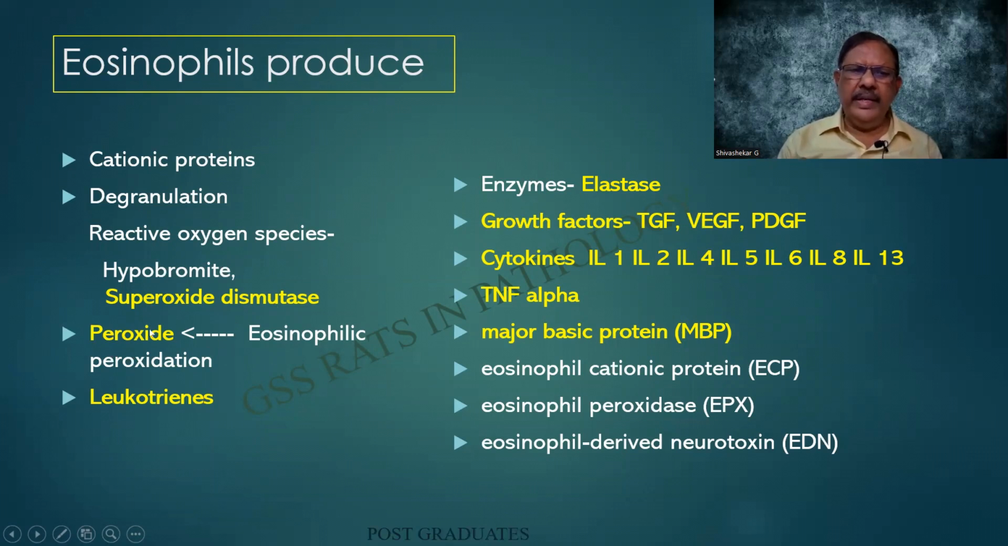Eosinophilic peroxidase can lead to the production of a peroxide. Leukotriene, it can be B4, C4 or D4. Elastase, growth factors, cytokines, any of the interleukins you can name. Tumor necrosis factor alpha, major basic protein, eosinophilic cationic protein, peroxidase, and neurotoxin. So there is an entire list. Whatever you people are familiar with, I would advise you people to kindly reinforce your memory with that so that you do not fumble in the answers.